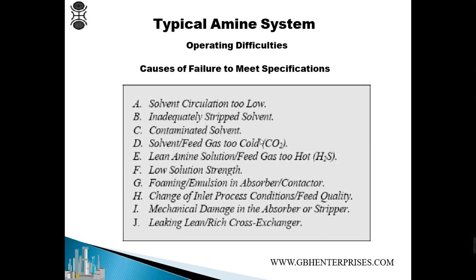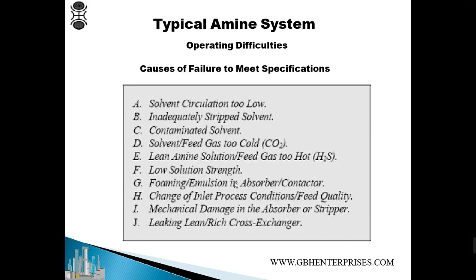Sometimes there's CO2 inside the raw gas, so the ratio is not good and the temperature is not suitable to do this reaction. And sometimes it's too hot. So we have to look at the temperature of the stripper column or absorber column, what the temperature is inside, because temperature plays an important role in removal of H2S and CO2. Sometimes the amine is not strong enough, the solution is not good enough.